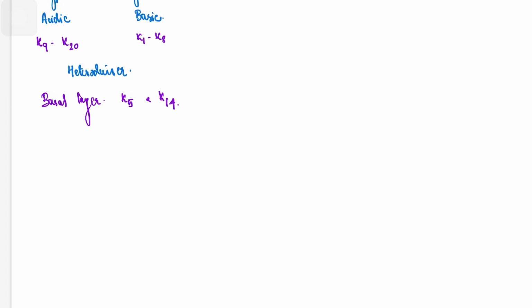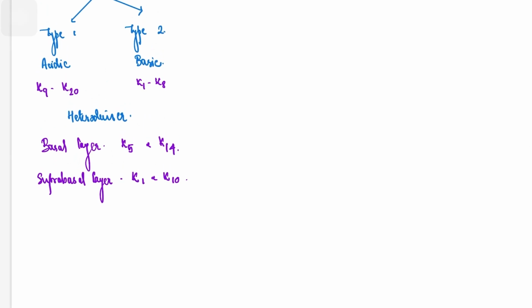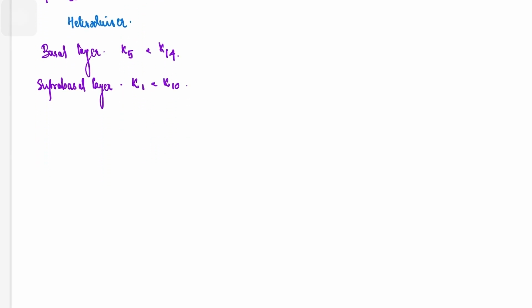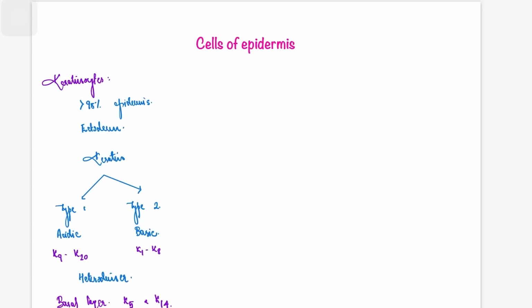And the cells move from the basal layer to the suprabasal layer. With differentiation, the expression of keratin 5 and 14 is reduced, and the expression of keratin 1 and keratin 10 is increased. K1 is a type 2 keratin and K10 is a type 1 keratin. In a hyperproliferative condition like psoriasis, there is different expression of keratin, which is K6 and K16. Okay, this is important.